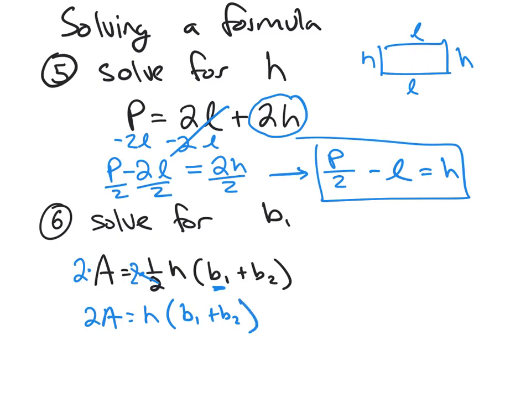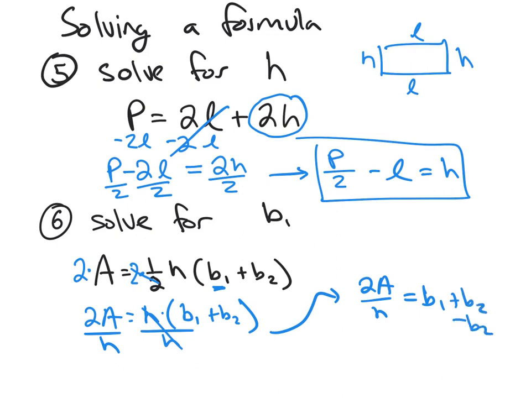Now, again, to free the parentheses, I need to get rid of what's in front. So that says h times parentheses, so I can divide by h. And that leads me to 2a over h equals, and now the parentheses are freed, so it's just b1 plus b2. So if I want to get b1 alone, I just have to subtract b2. So then my final answer here is 2a over h minus b2 equals b1.